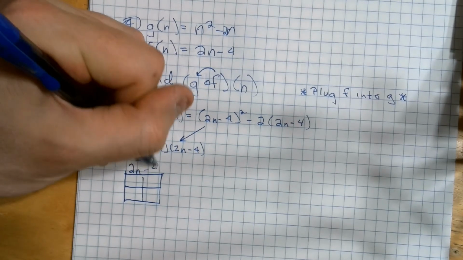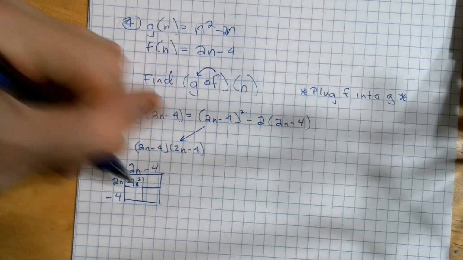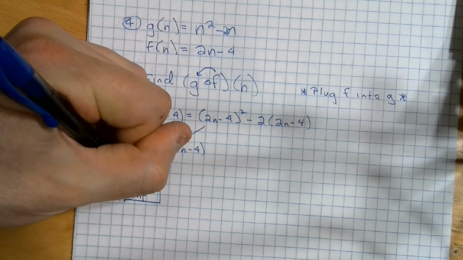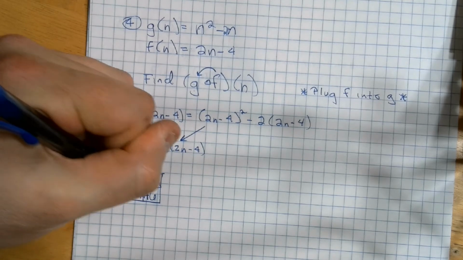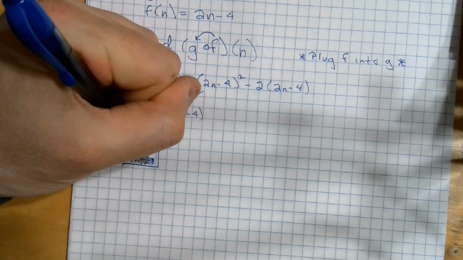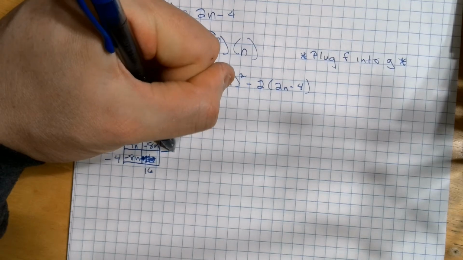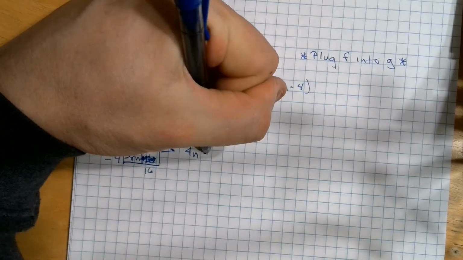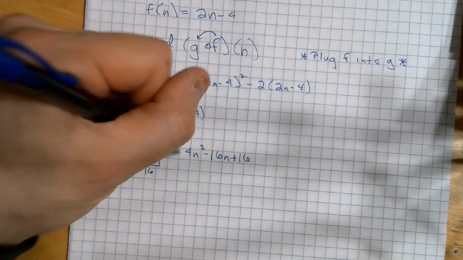So 2n minus 4, 2n minus 4, you get 4n squared, negative 8n, negative 8n, and positive 16. Okay, so that's plus 16 right there. Oh, that's terrible. Let me cross that out, 16. There we go. So that means that 2n minus 4, the quantity squared, is going to end up being 4n squared minus 16n plus 16. And that's where that comes from.